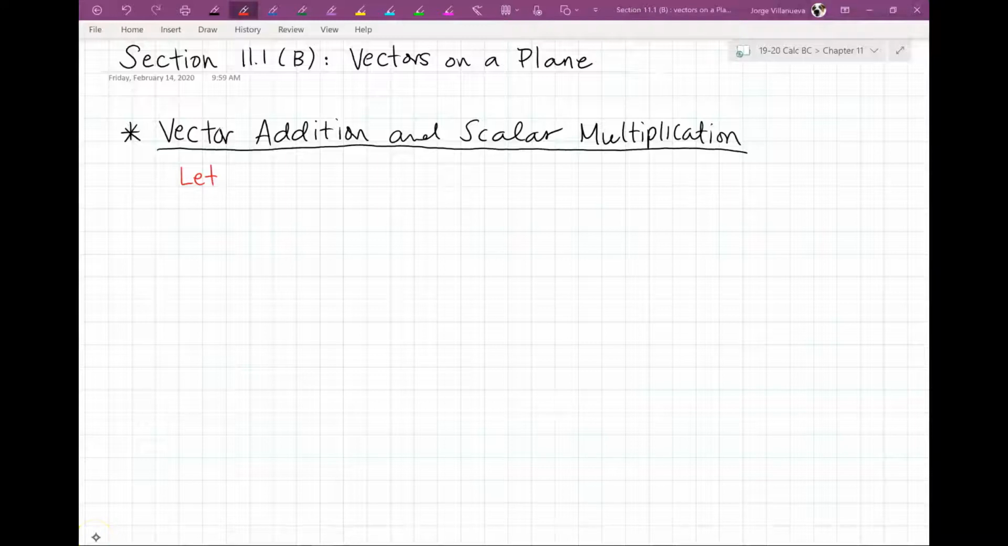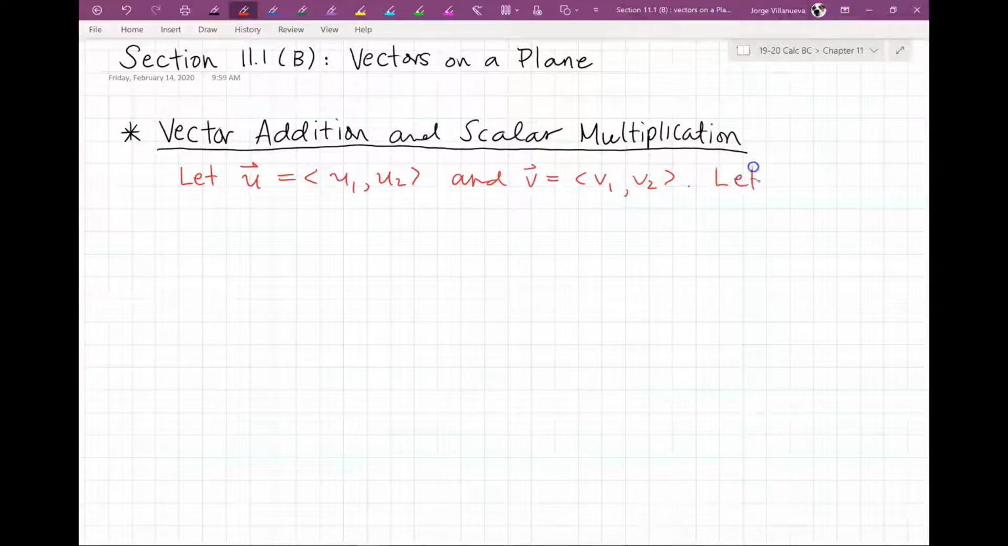All right, so vectors on a plane, just some properties here. We're going to let u equal the components u sub 1, u sub 2, and v also be a vector with components v sub 1 and v sub 2. Okay, so we're going to let that be the case and let c be a scalar.